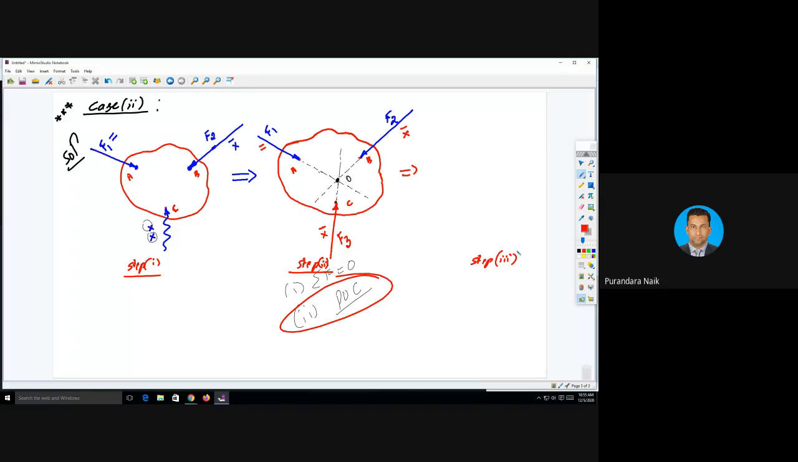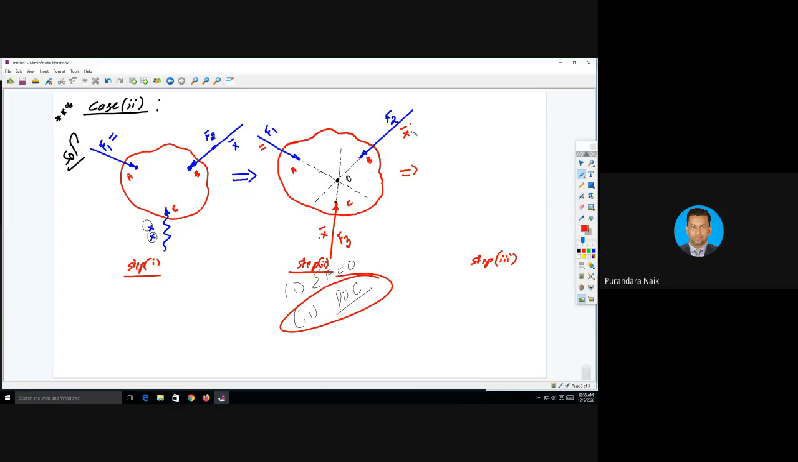How do you find out the unknown magnitude? Here there are two cross symbols, right? One is this one and the second one is this one. The first symbol says direction, the second symbol says magnitude. So I don't know the magnitude of F2 and I don't know the magnitude of F3, correct? So how do you find out the unknown magnitude? By force polygon.